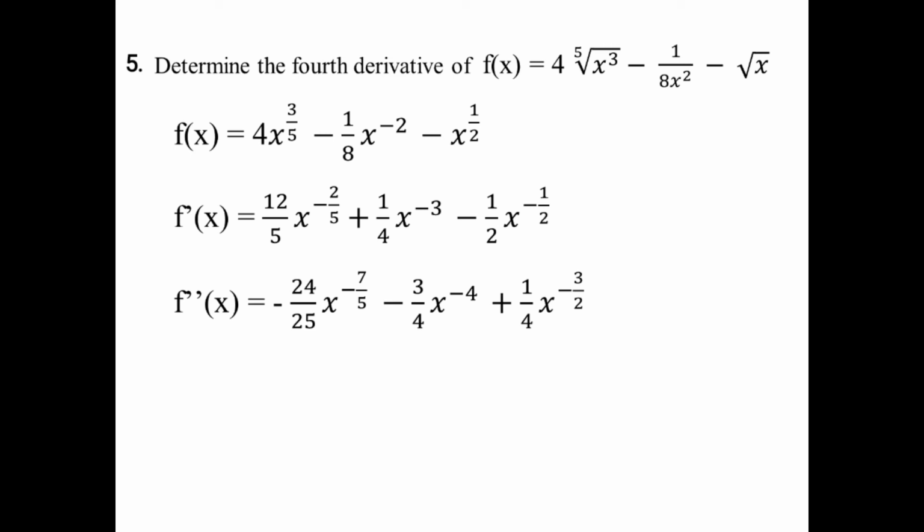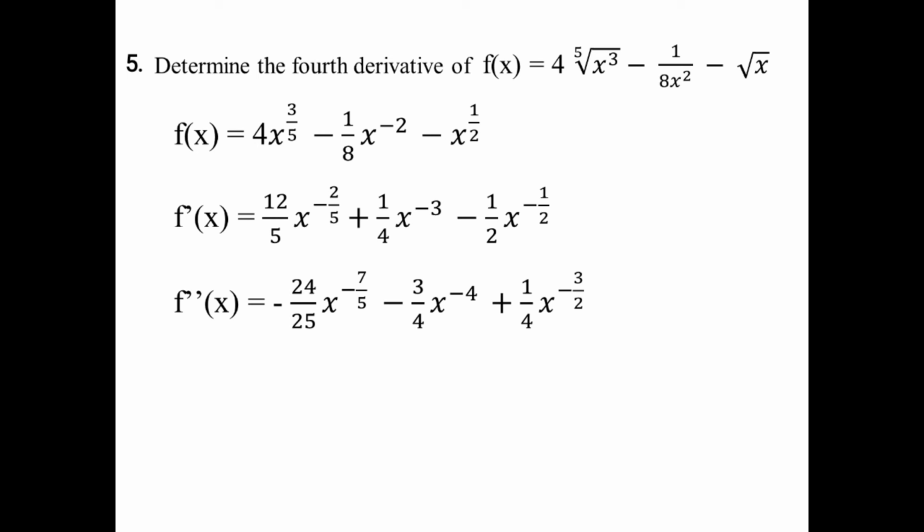And then let's move forward to our second term, 1/4 x raised to negative 3. So negative 3 times 1/4 is negative 3/4. Then for our x raised to negative 3, we subtract 1 from the exponent negative 3, and it will become negative 4.